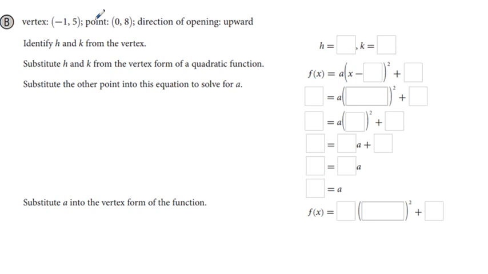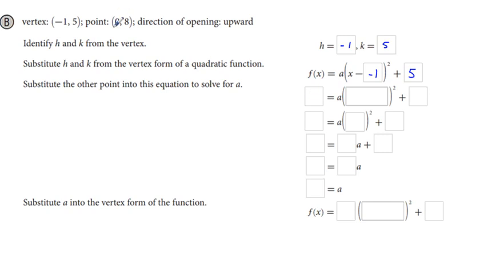Okay, h equals -1, k equals 5, and then we have f(x). Substitute h and k from the vertex form of a quadratic equation. So we have x minus -1, and over here plus 5. So substitute the other point to solve here.